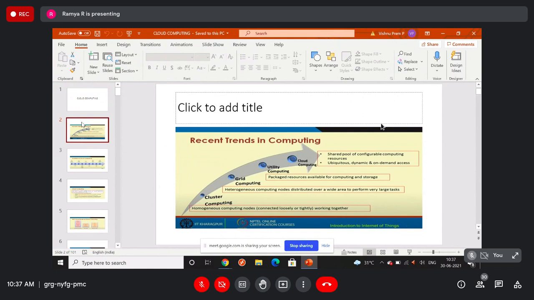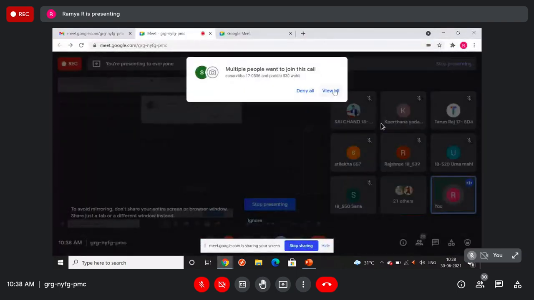Next, if you see cluster computing first, we have a cluster. Actually what it means is, suppose you take 100 computers and connect them with a LAN, forming a network between the 100 computers. That is called a cluster. Likewise, so many clusters will be there. On that particular cluster we pass some data and process the data. That is cluster computing. Homogeneous computing nodes connected loosely or tightly, working together, that is cluster computing. Here we are connecting all the same computing nodes.